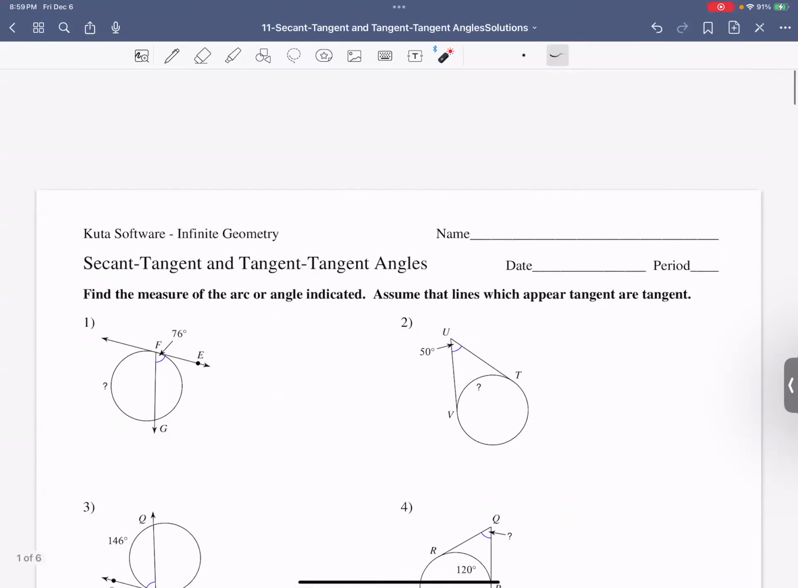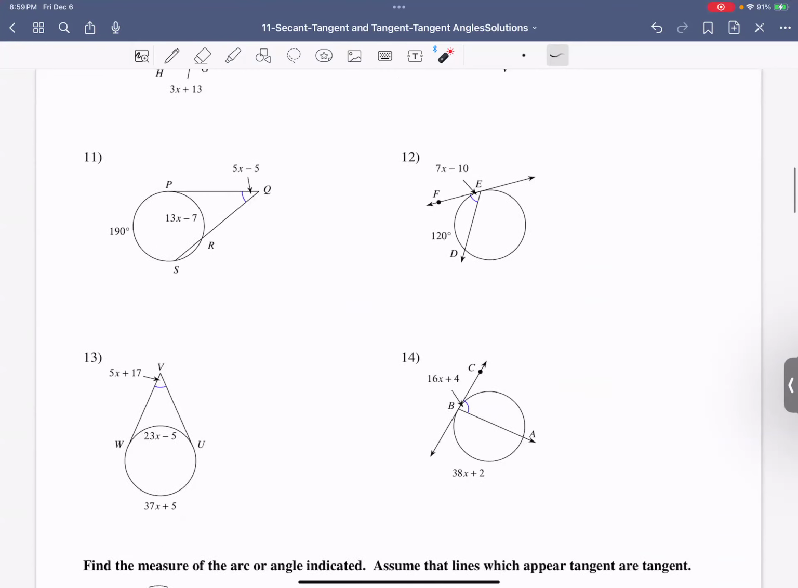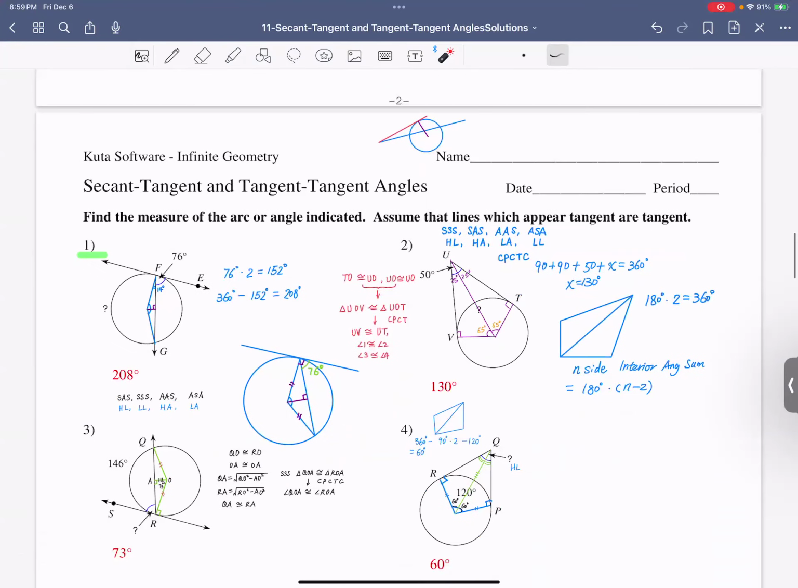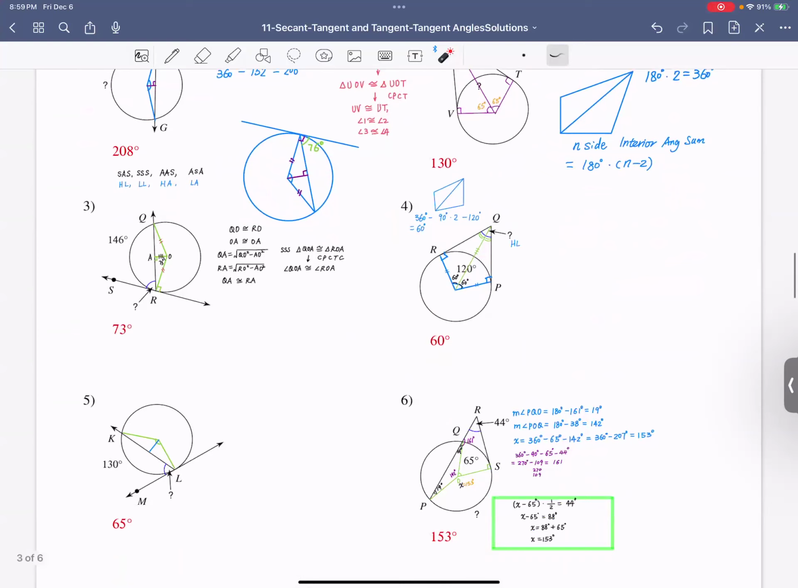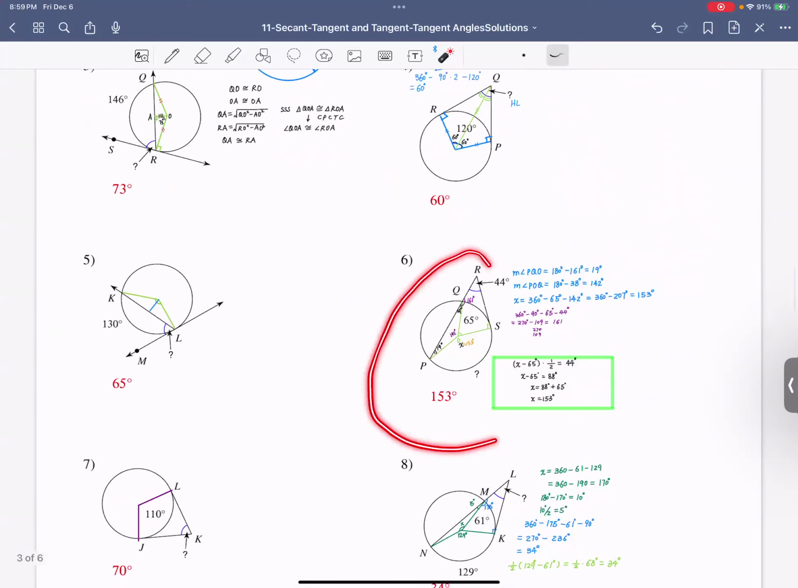What is the 6? This is type 6. Tangent line, 90 degrees. This guy plus this guy, 180. This is type 6. This is type 7. This is type 7.